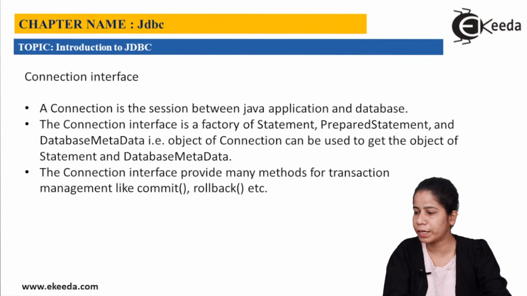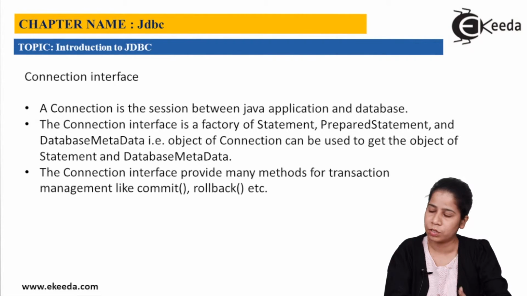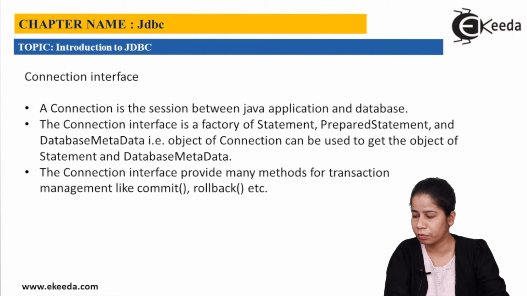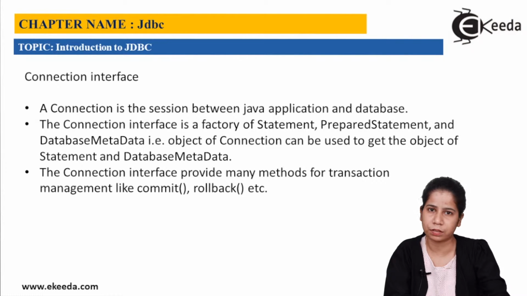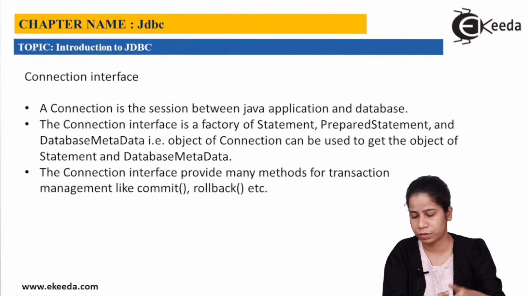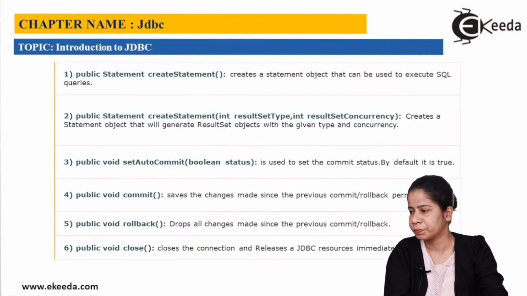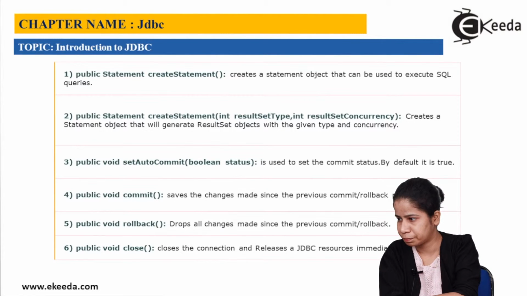A Connection interface provides many methods for transactions. For transaction management we have commit, rollback, and setAutoCommit. There are various methods given by the Connection interface. So let's check them out. What are they? The first method is createStatement. This createStatement method returns a Statement object. It is a Statement object that can be used to execute queries.